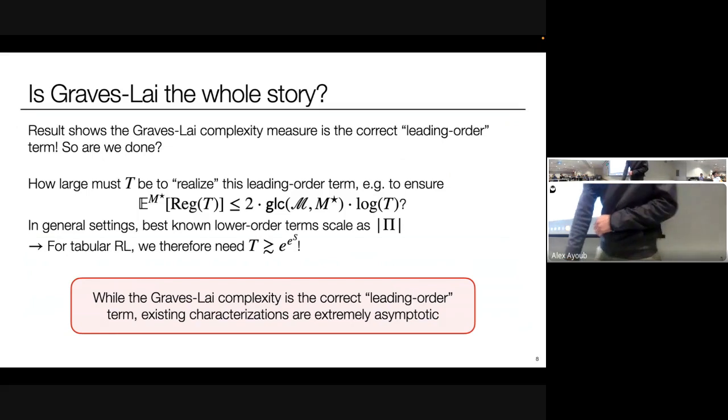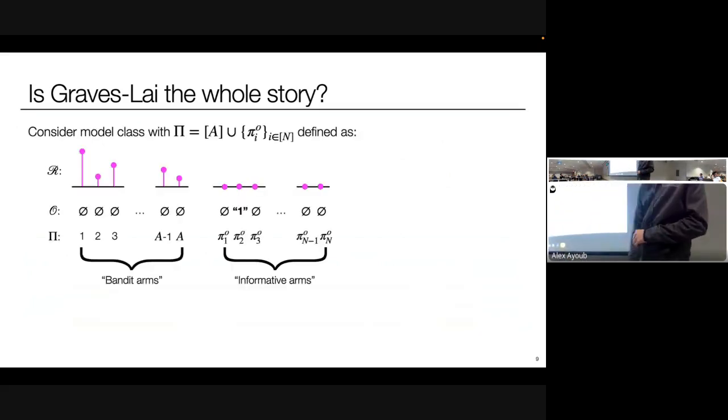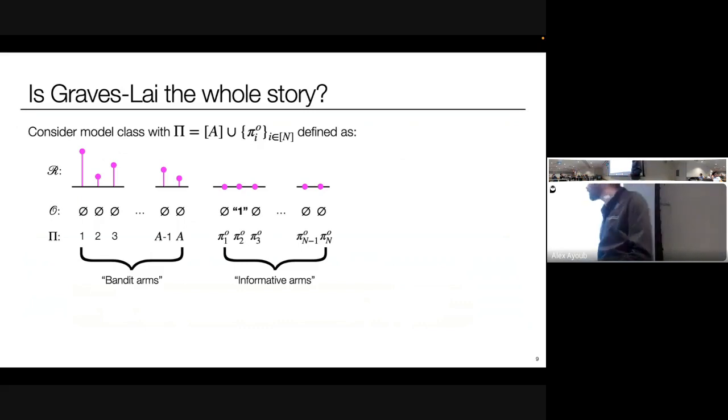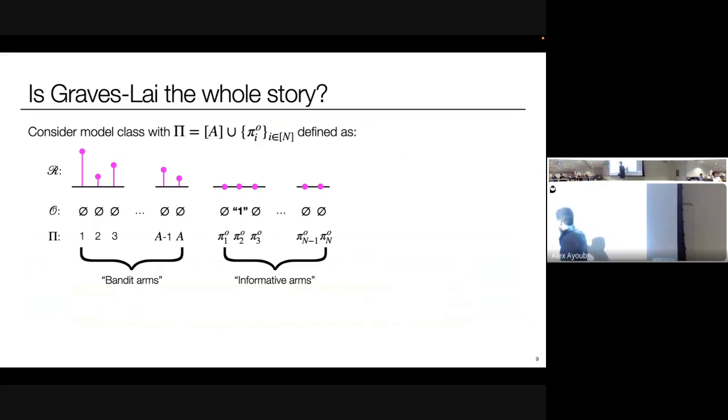So to motivate this further, I want to think about an example that I think will make some of these points clear. Let's say we have some model class, some sort of structured bandit, and the decision set for this model class has 2 components. You have A arms, and these are just bandit arms. So that corresponds to this part here. We can just think about these arms as a normal bandit, reward is 0, 1, whatever.